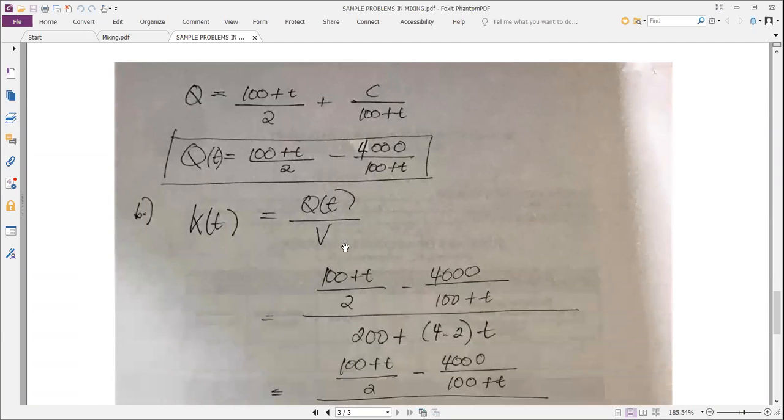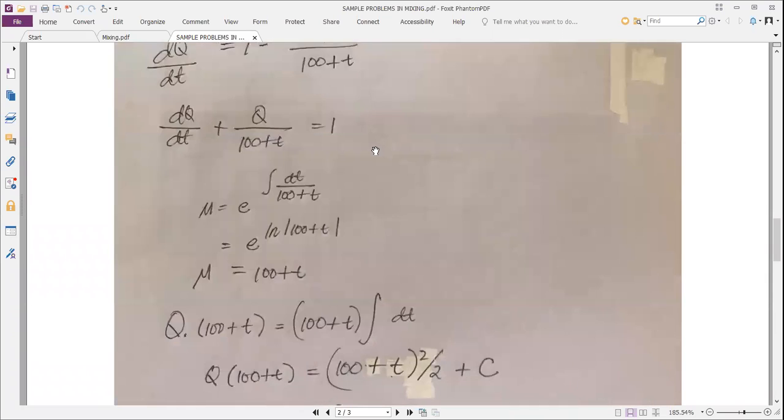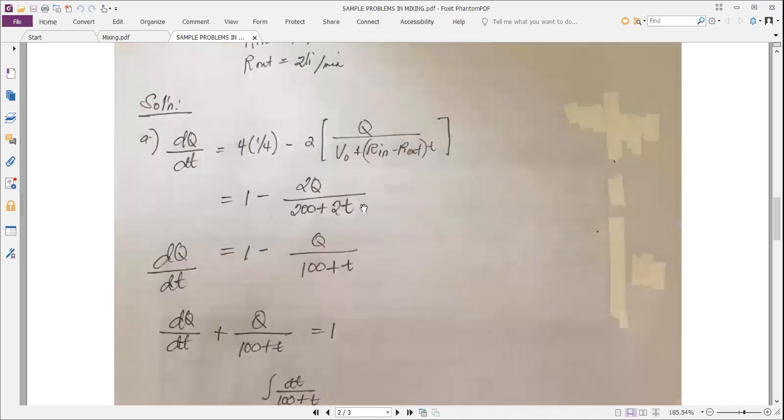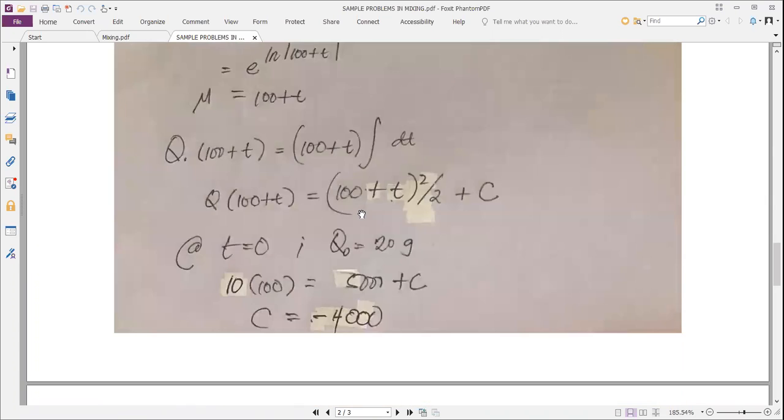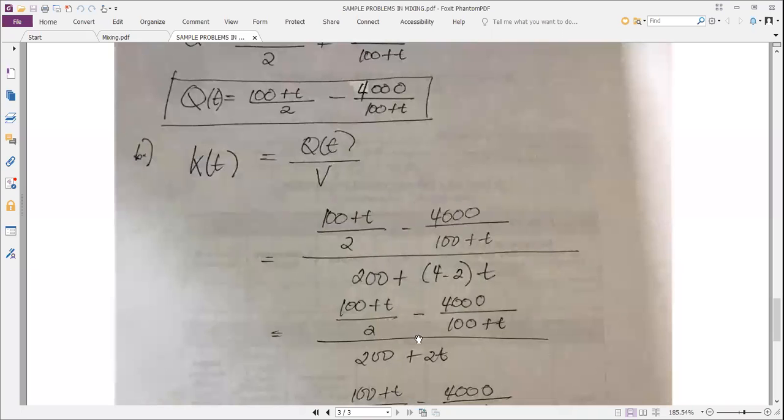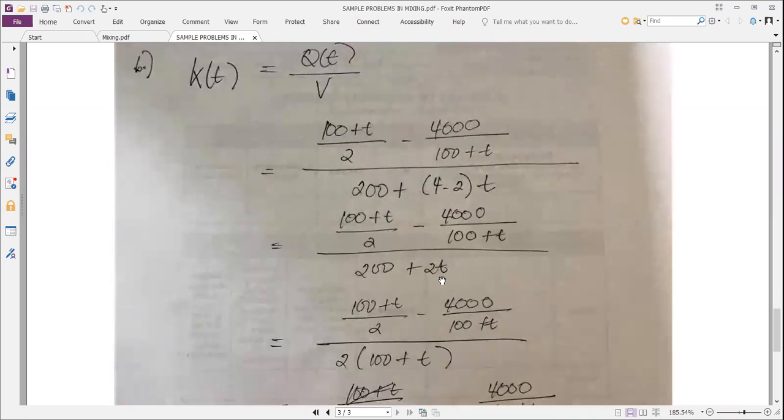So you have Q of T over V. I copied everything here in the Q of T. And then we divide by the volume at any particular time. The volume at any particular time before overflowing is the initial volume plus the difference of the volume coming in minus the volume coming out times the time elapsed. That's the same volume that we used here in our concentration. This one, 200 plus 2T.